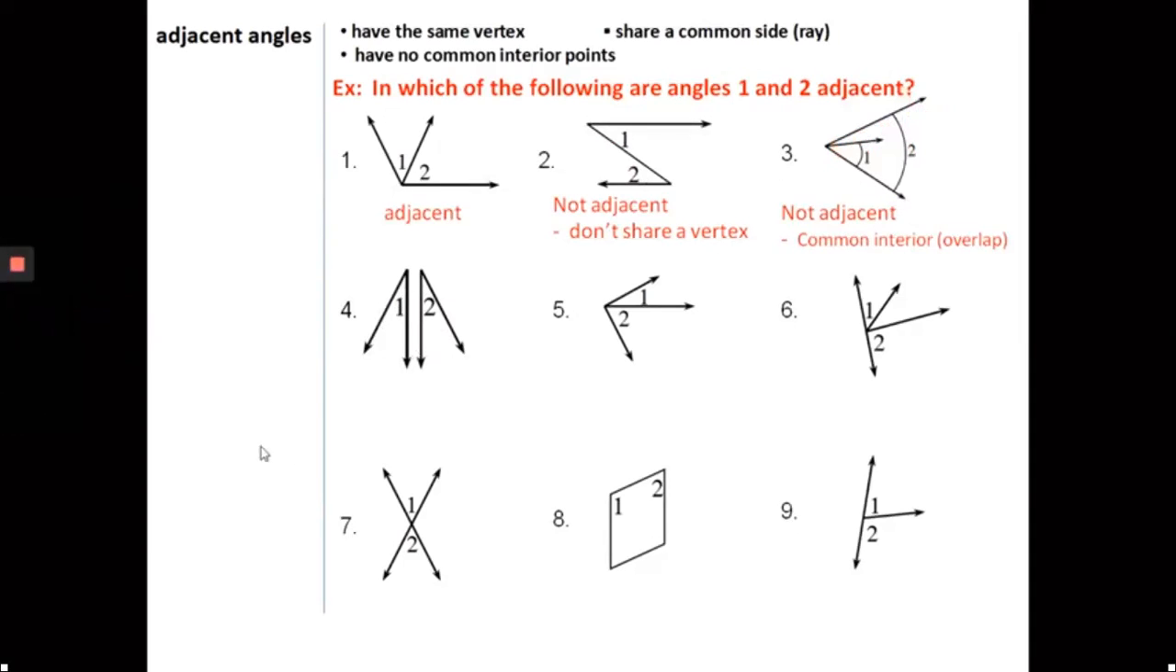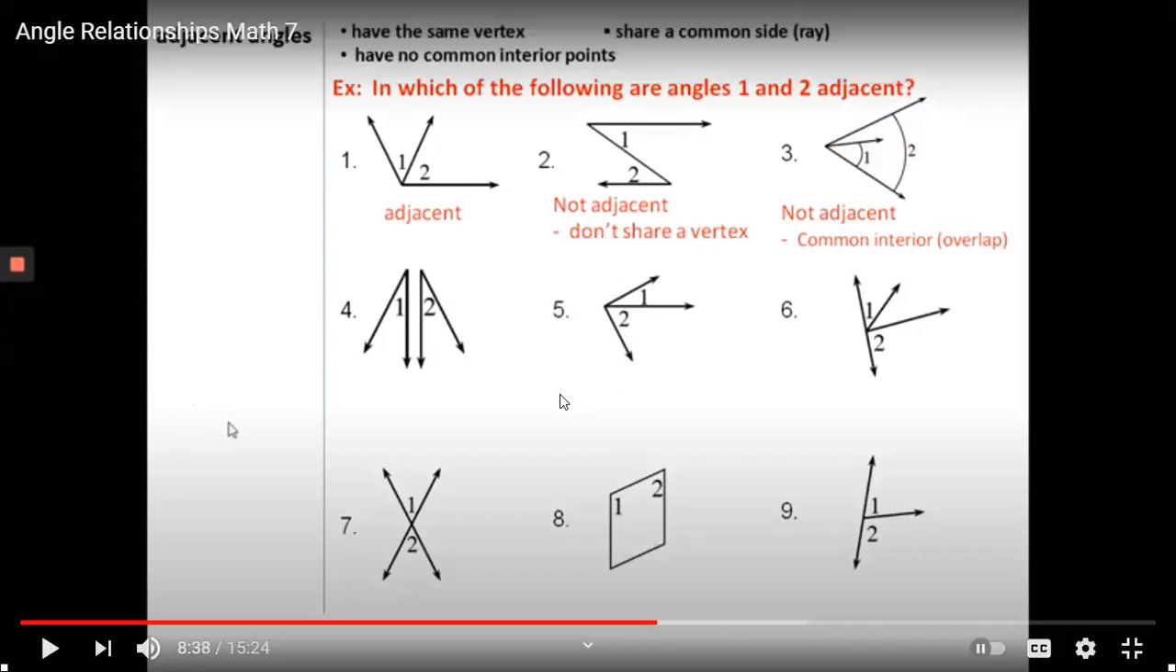Number 4. Will it be adjacent or not? Not adjacent. What is your reason? Because they do not share the same vertex. Thank you. They do not share the same vertex and also they don't have a common side, right?